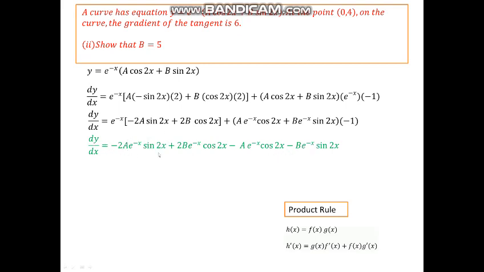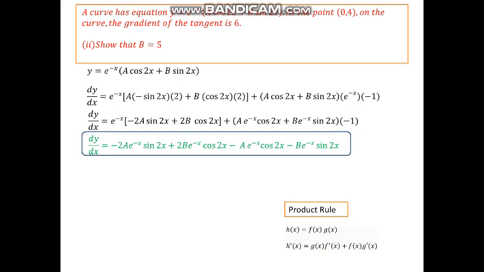From here what we can do is start substituting 0 into the x, and the gradient of the tangent, 6, into dy by dx. So it looks like 6 equals to, you can see here we replace x by 0, and then 2x becomes 0 as well.